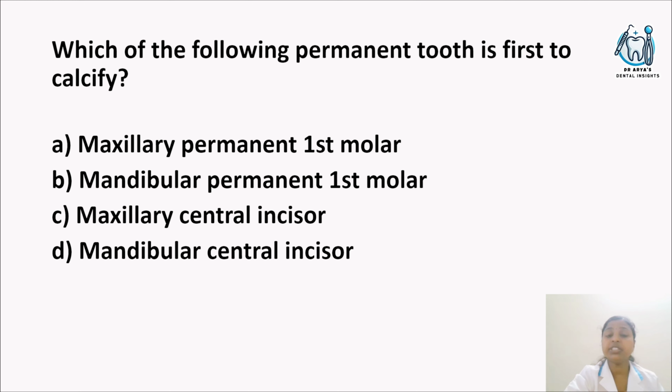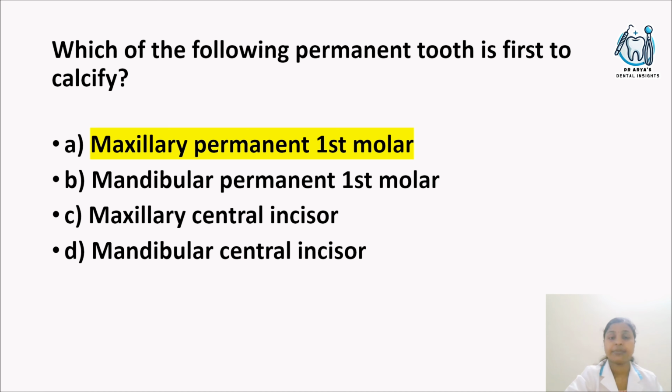And which of the following permanent tooth is first calcified? Maxillary, permanent first molar, or mandibular, permanent first molar, or maxillary or mandibular central incisor? So the answer is maxillary, permanent first molar.